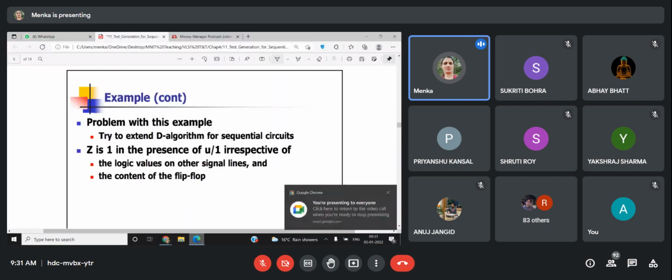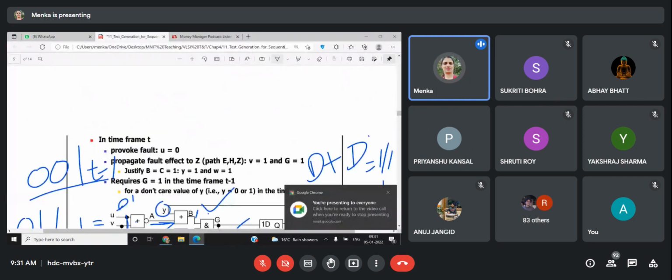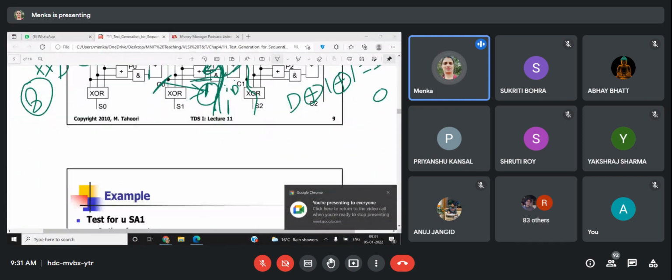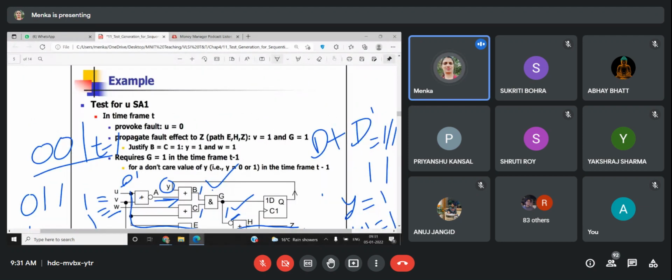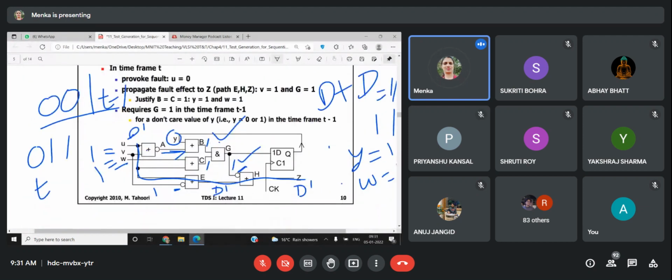We have done exactly this. See what we did. We find out what you need. For example, in the previous case when we were trying to propagate it through this, we came to know, okay, I need y is equal to 0. Then we went to t minus 1 time frame and set y is equal to 0, right?